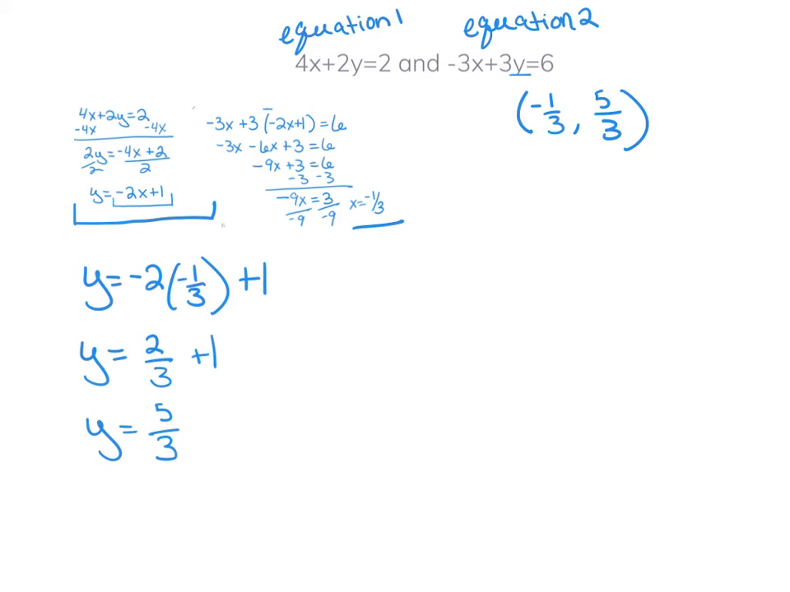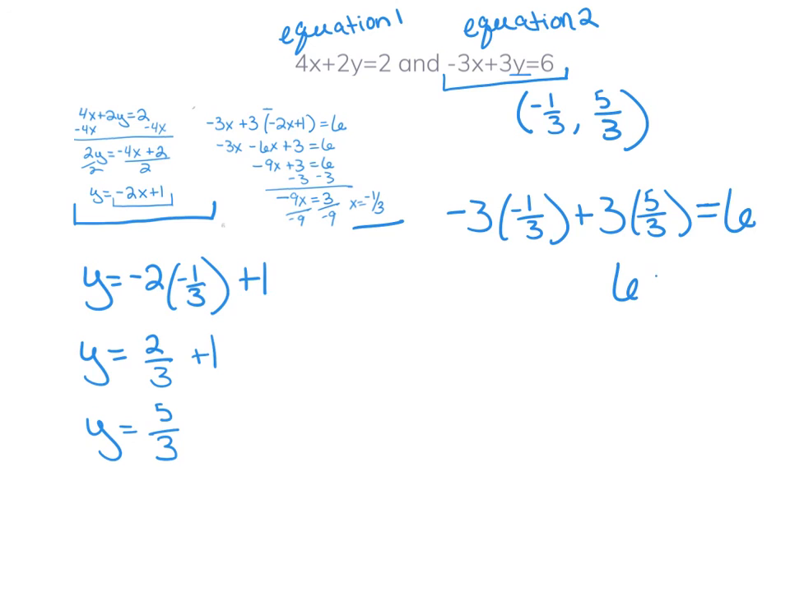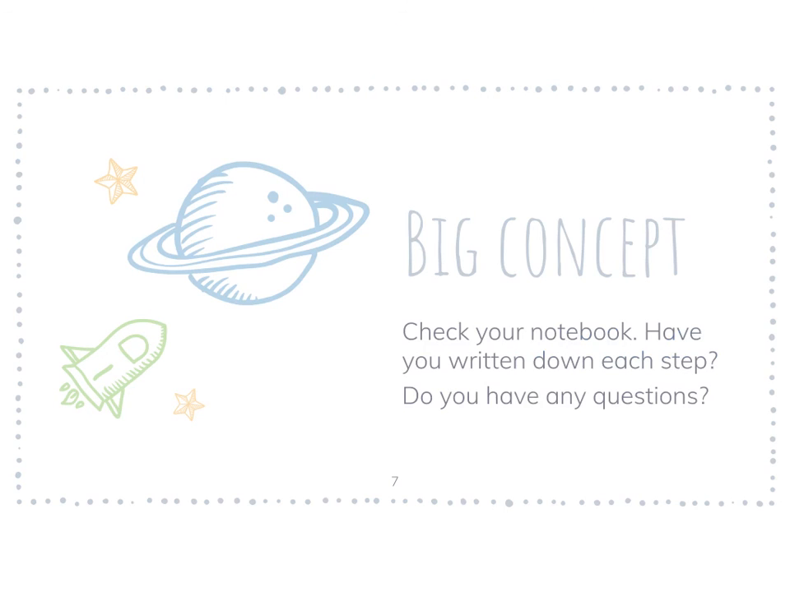Now it's time to check and make sure that we got the right ordered pair. To do that, we've already used the first equation. Now we're going to use the second equation to check our work. So we are going to do negative 3 times negative 1/3 plus 3 times 5/3 and see if that equals 6. Once you enter all this in and simplify, you will find that in fact 6 does equal 6.